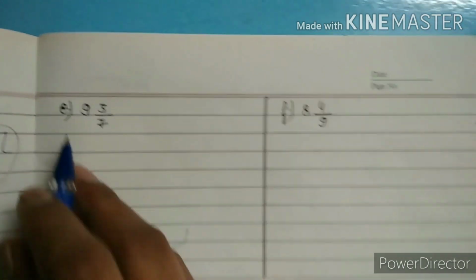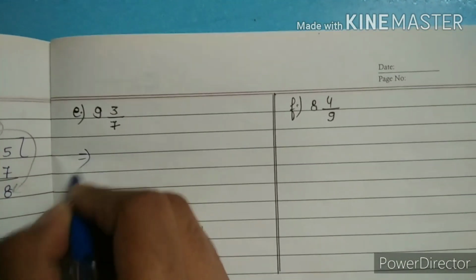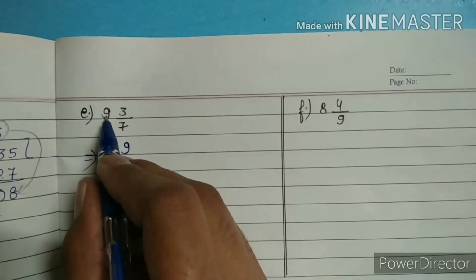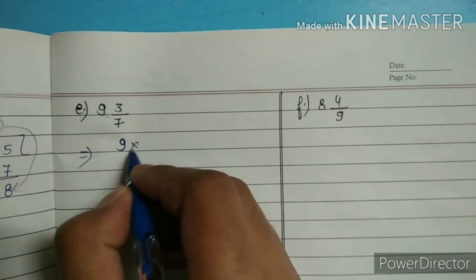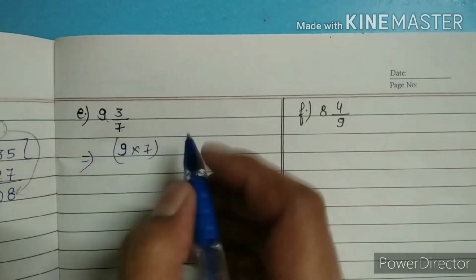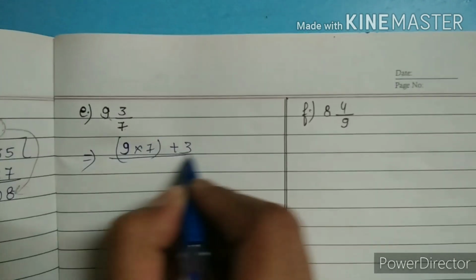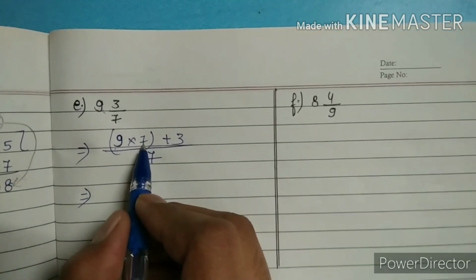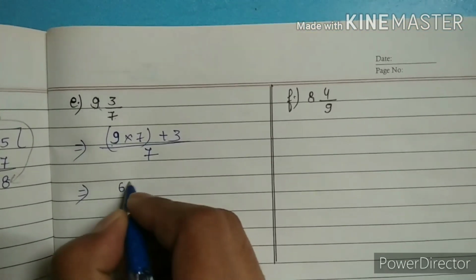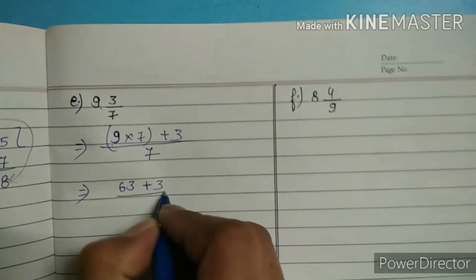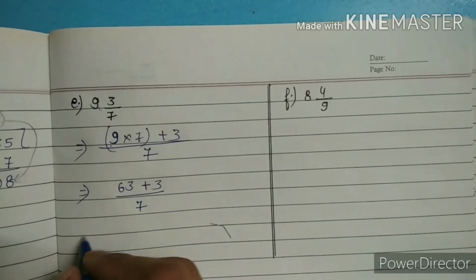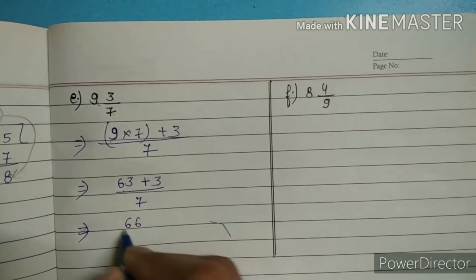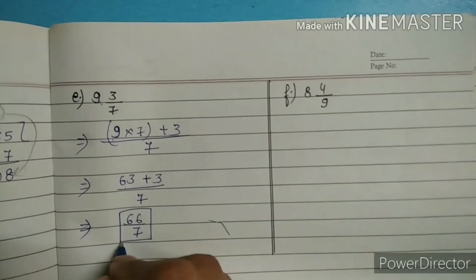Now the last question directly we will do. Okay, whole is 9. 9 will multiply by denominator, multiply by 7 and we have to add numerator and whole denominator. 9 sevens are 63. So 63 plus 3, whole denominator will be 7. 63 plus 3 is 66 by 7. This is our answer.